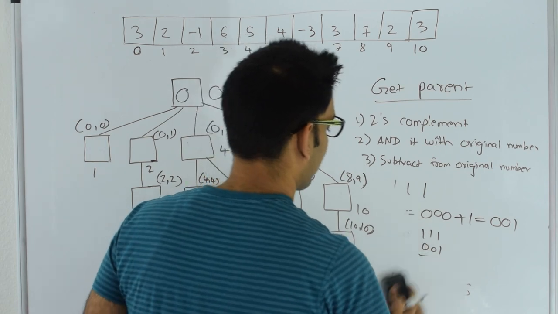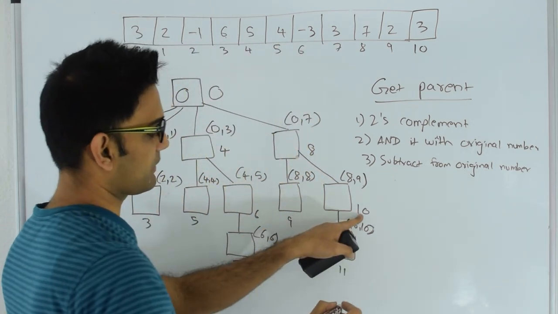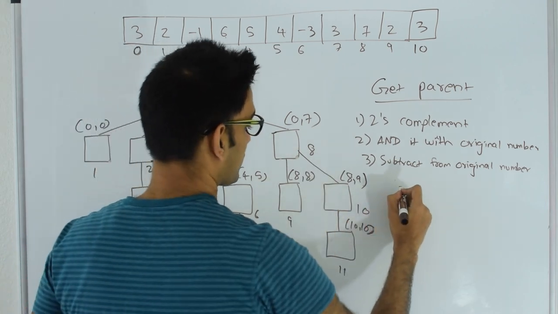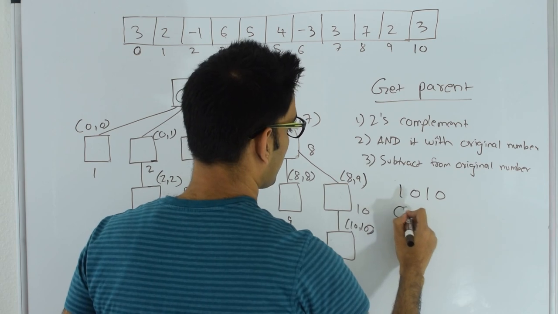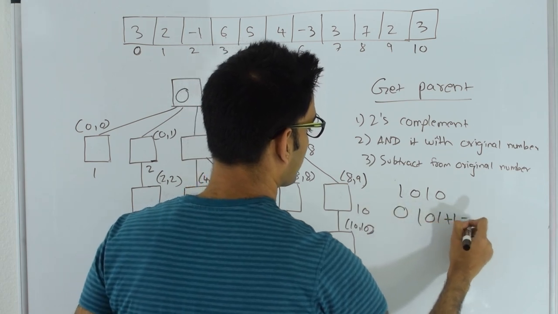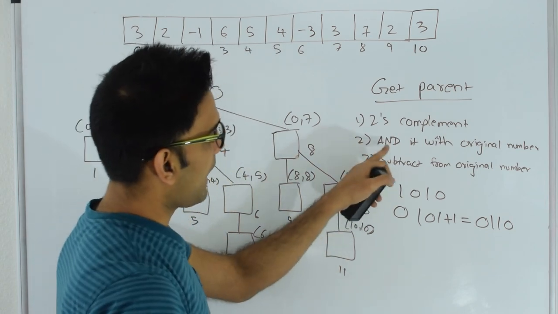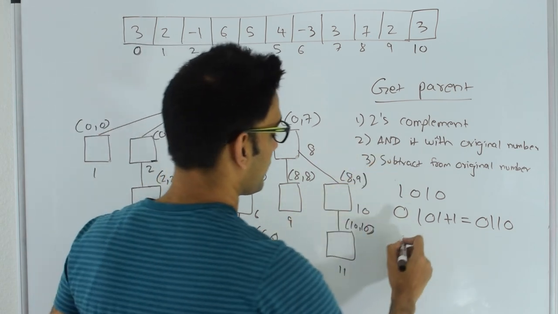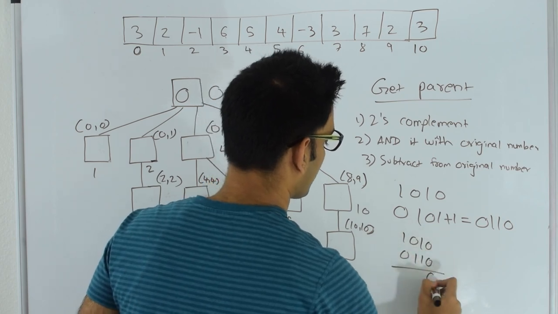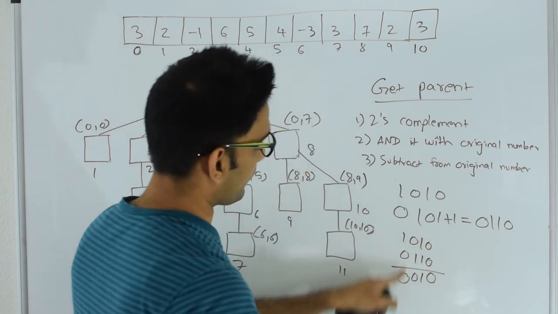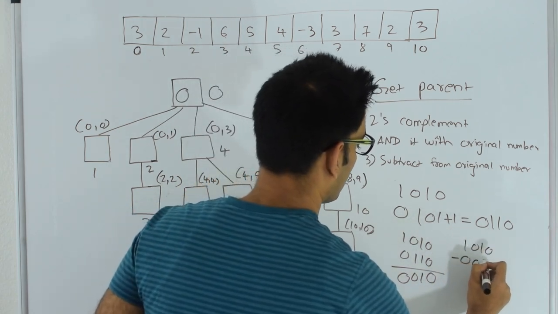Let's try another example. Let's try to get the parent of 10. The binary representation of 10 is 1, 0, 1, 0. 2's complement of 10 is 0, 1, 0, 1 plus 1. So this is 0, 1, 1, 0. AND this with 1, 0, 1, 0. So this becomes 0, 0, 1, 0. And then subtract this from this. So 1, 0, 1, 0 minus 0, 0, 1, 0.